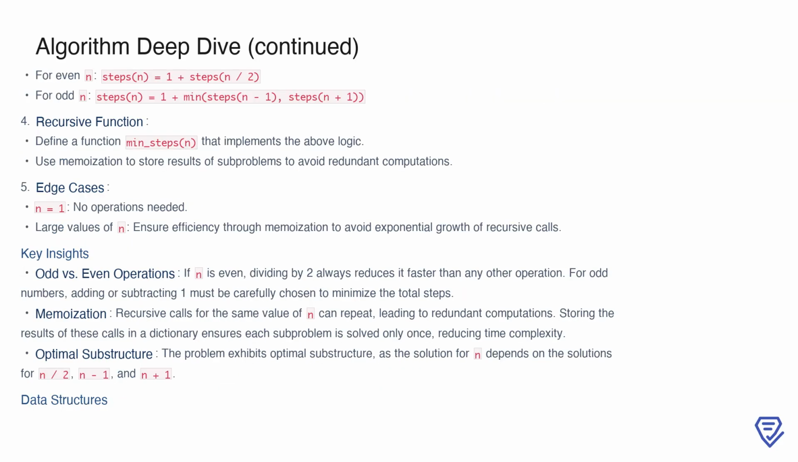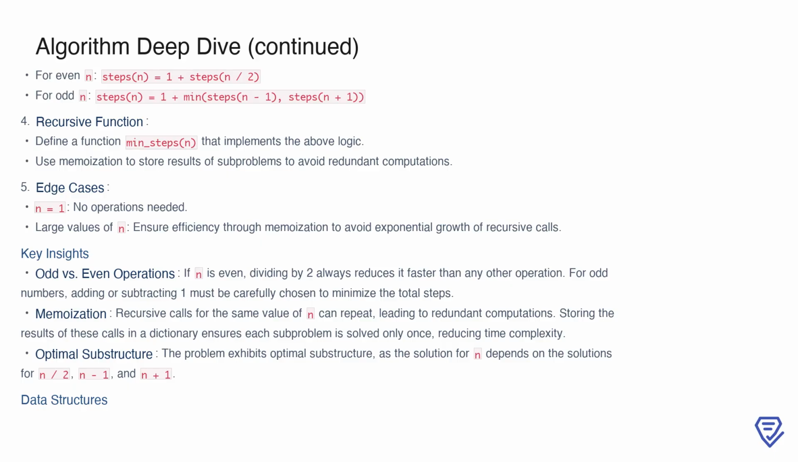The recursive approach can be expressed mathematically. For even numbers, the number of steps to reduce n is 1 plus the result of a recursive call for n/2. For odd numbers, it's 1 plus the minimum of the results for n minus 1 and n plus 1. With this in mind, we can define a recursive function, min_steps(n), to implement this logic.